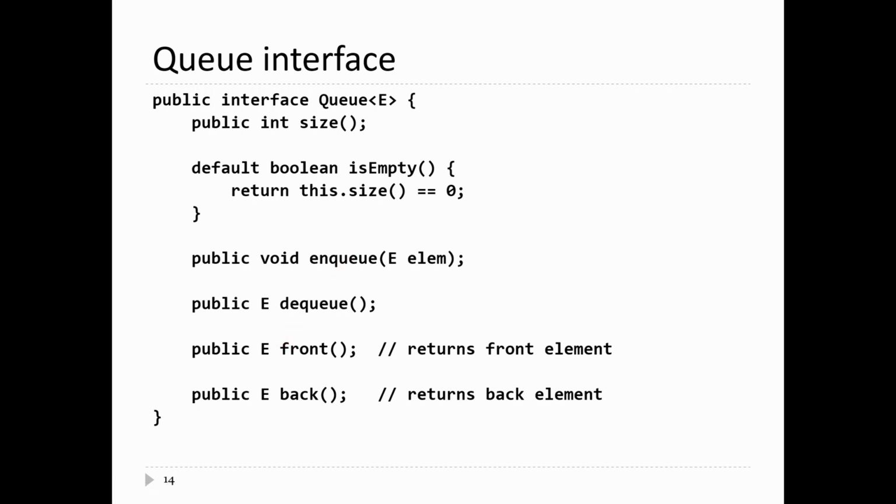We have NQ and DQ. And we'll do front and back as well. Front returns the front element of the queue without removing it. Back returns the back element of the queue without removing it.